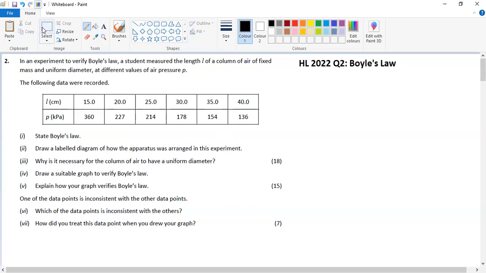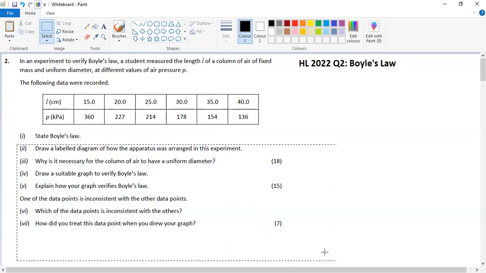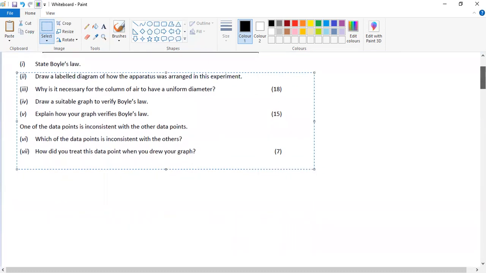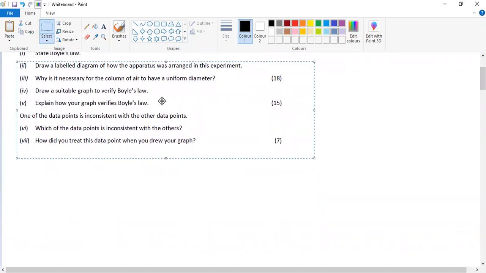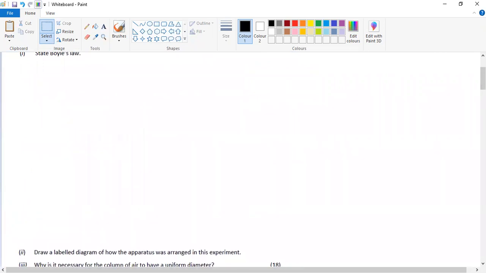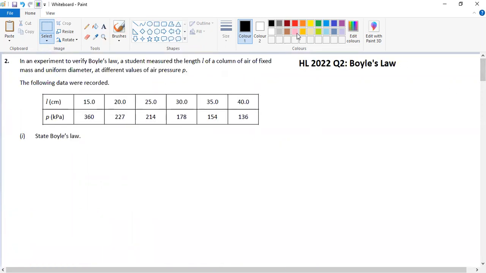I'm going to give myself space. I have big writing, and I just want to give myself lots of space on my whiteboard to state Boyle's law and talk about it. As I mentioned just there, there's also a mathsy way of doing it too. So I'm going to do both options. Either is fine. You should get your marks for everything. So Boyle's law is one that we should know.